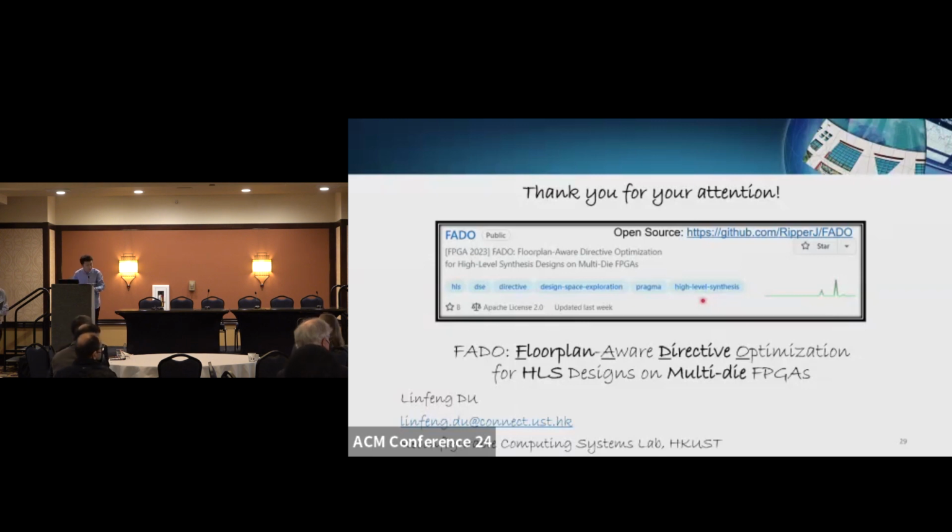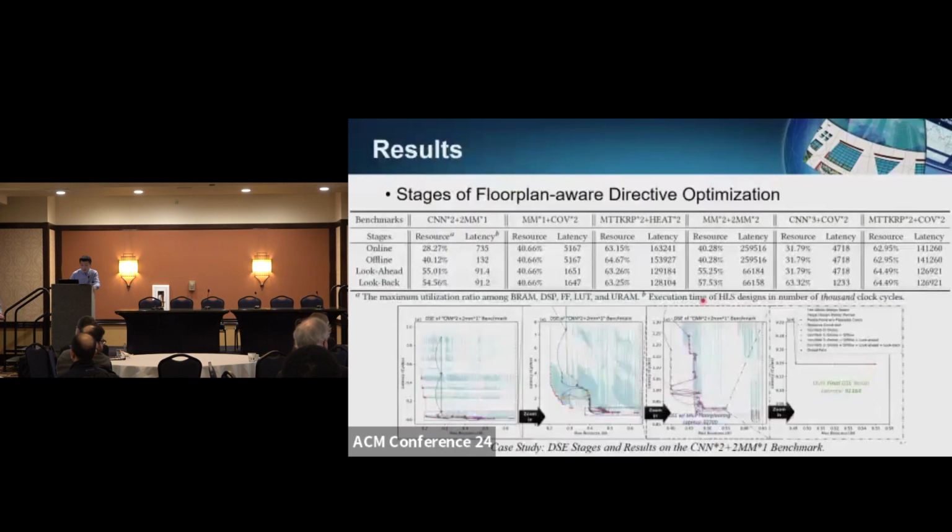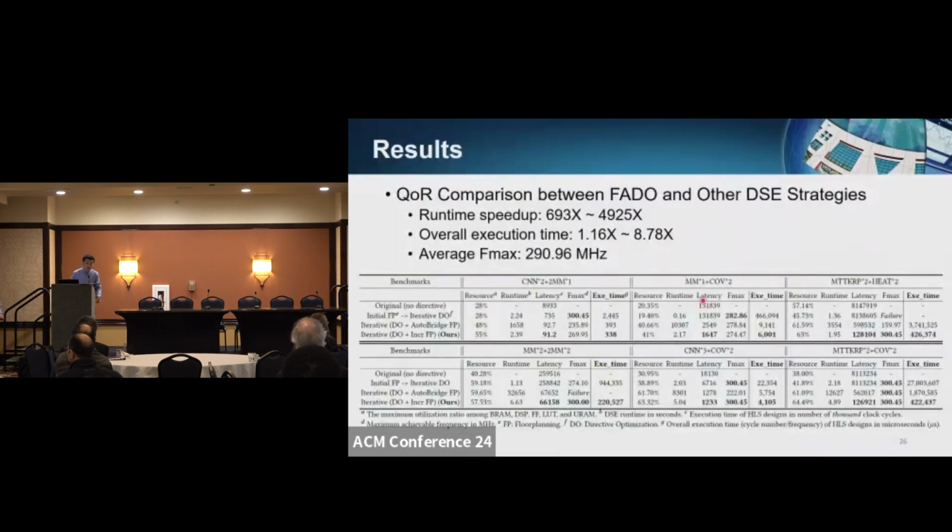Thank you very much for your presentation. Hi. Could you please address why FADO can have higher frequency compared with auto-SA, or what's the main difference behind the improvement of FADO? Actually, it's without loss of the timing quality.